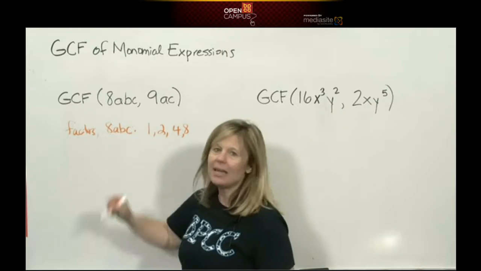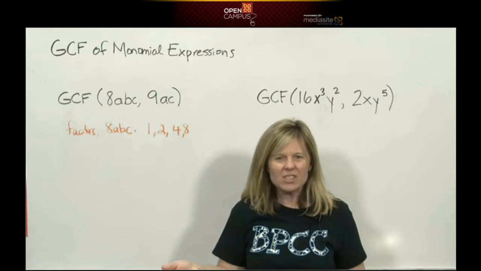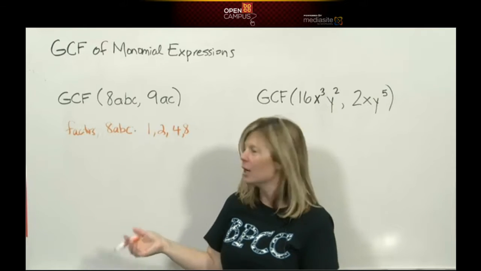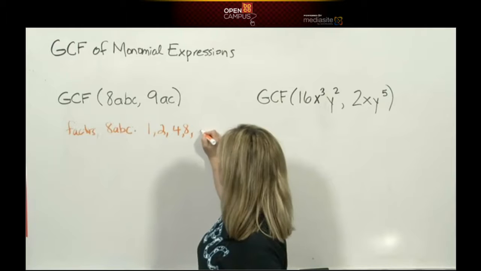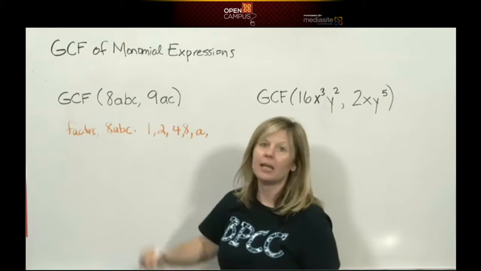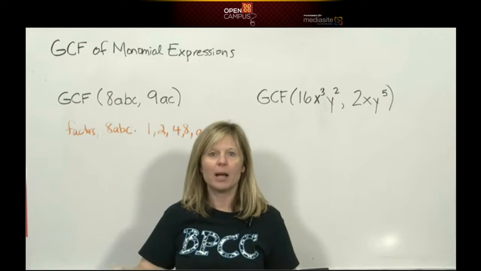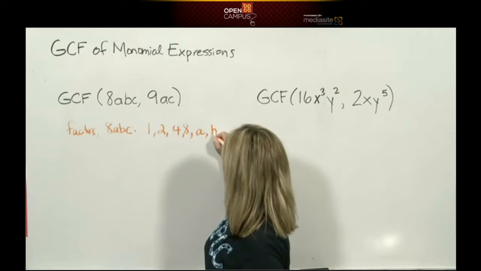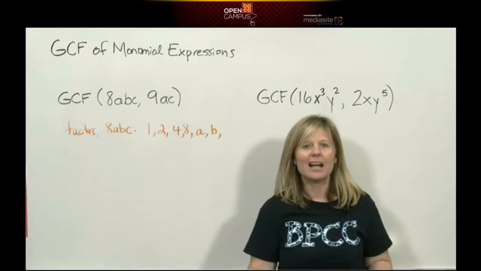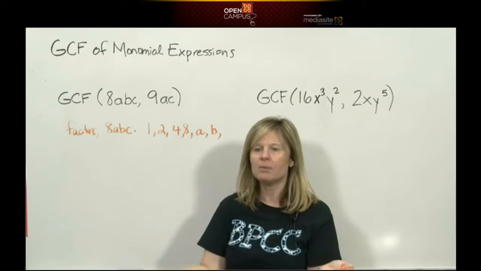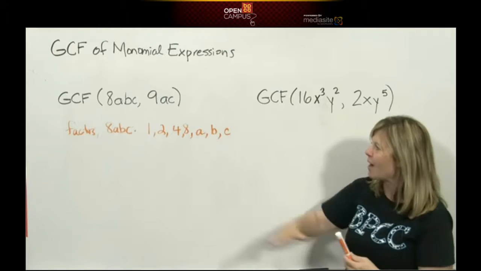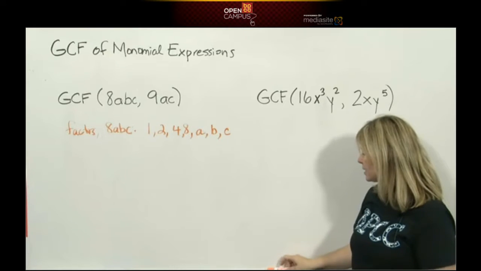Now, A, what's the only thing in algebra that can multiply to A? It would be 1 times A. Well, you already have the 1 listed, so all we need to do is list the A. B, what's the only thing in algebra that can multiply to B? 1 times B. You have the 1 listed, so we need the B. What can multiply to C? 1 times C. We have the 1 listed, so there's the C. So those are your factors of 8ABC.